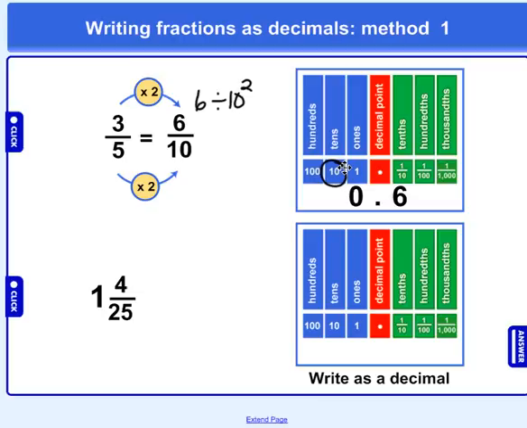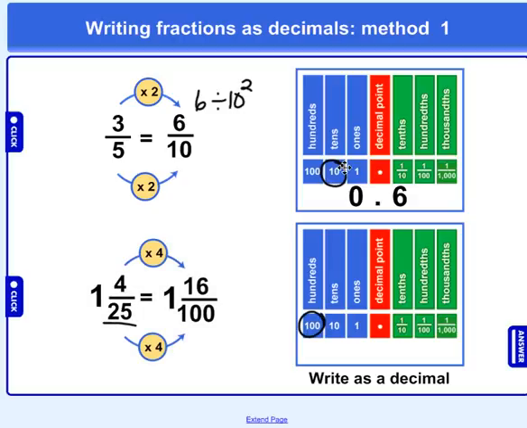Right down below we have 1 and 4 25ths. If we look at 25, 25 can be changed to 100 by multiplying by 4. So I'd have 1 and 16 hundredths. And here remember that when you have that one whole, that means you don't have a decimal. So your answer would be 1.16 with the 6 in the hundredths place.